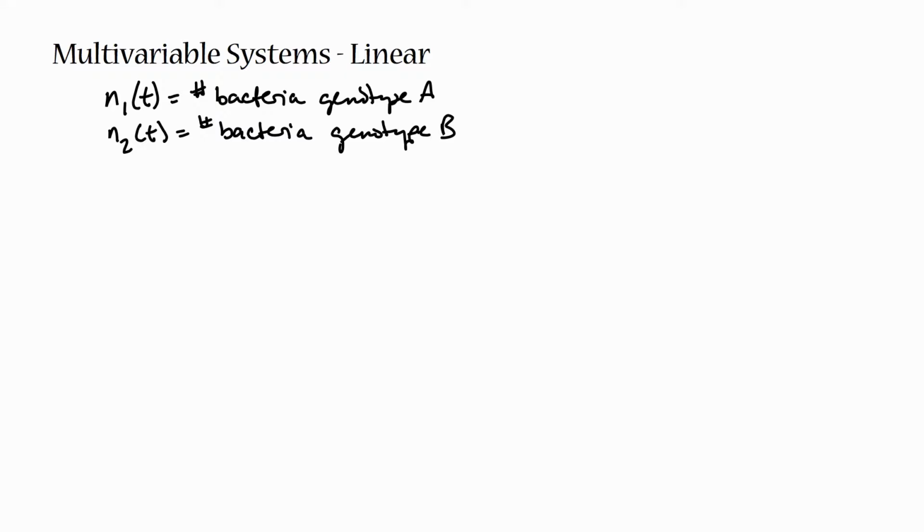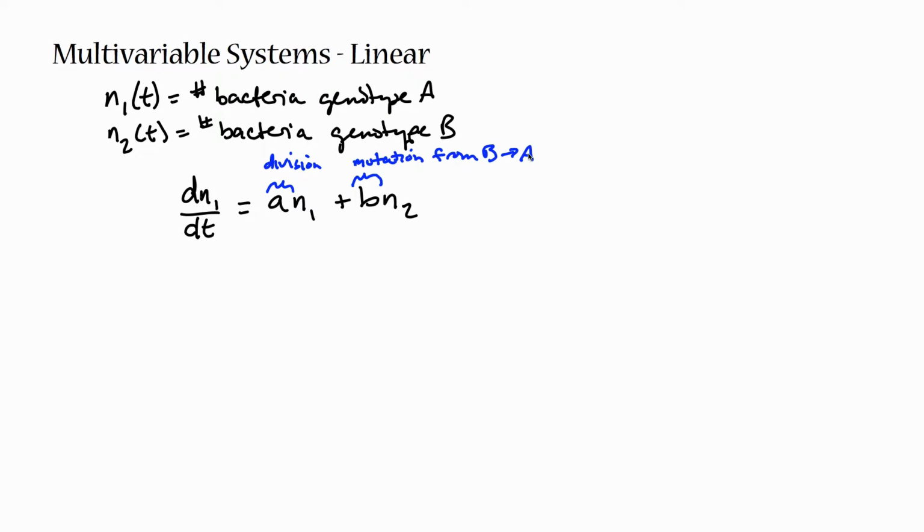So I can model this system with 2 differential equations. So I get the change in N1 with time, and I'm going to say that it's A times N1 plus b times N2. So that makes this the division rate, and this lowercase b is the mutation rate from capital B to capital A. So the overall change in the number of N1 individuals is going to be a function of how often existing N1 individuals divide and how often existing B individuals mutate.